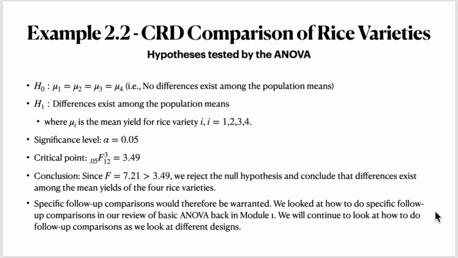At this point in time, we're not going to look at that in detail because we've already looked at that. We know how to do that for the completely randomized design, but we will continue to look at how to do follow-up comparisons as we get into different kinds of designs. All right. So the procedure for doing those follow-up comparisons is similar, but there are some differences. And so as we get into different kinds of designs, we'll look at those differences.